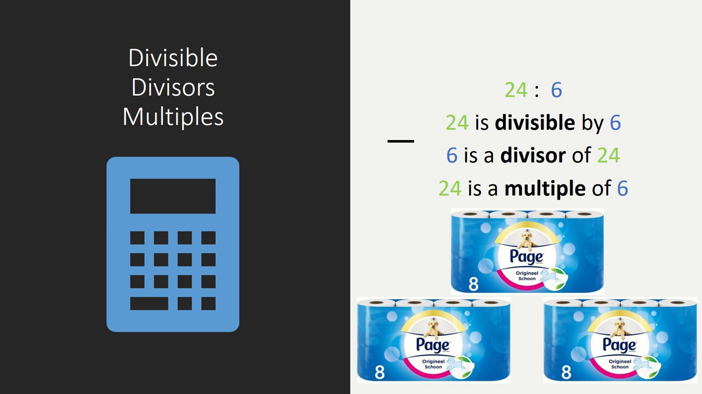Another thing that we could say is 24 is a multiple of 6, because when I'm going to multiply 6, I will eventually get 24. So 6 times 1 equals 6, 6 times 2 equals 12, 6 times 3 equals 18, and 6 times 4 equals 24. So eventually you will get 24 when multiplying 6, and that's when you call it a multiple.